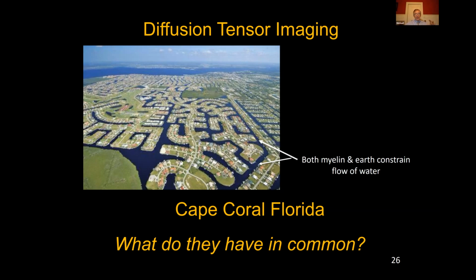With diffusion tensor imaging, what we're doing is subtracting out the random activity from the linear activity and then plotting that out. And that's how we actually make these maps of axonal pathways. It kind of looks like Cape Coral, Florida. And here the earth is constraining the movement of the water. And in the brain, it's axons. This is what our diffusion tensor imaging actually looks like.